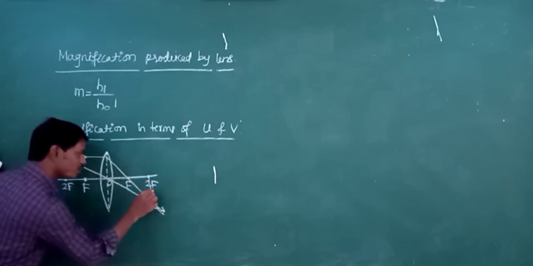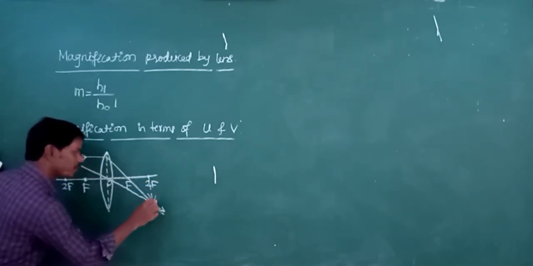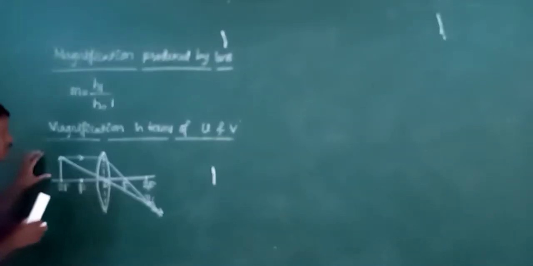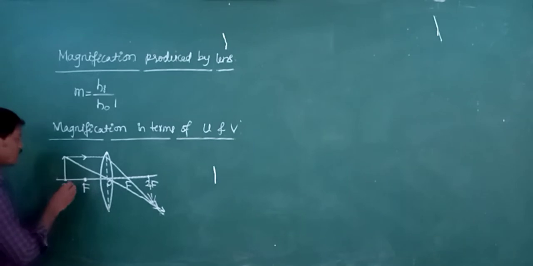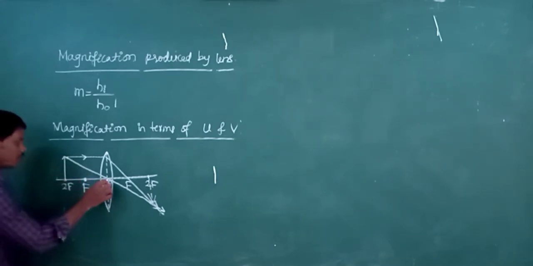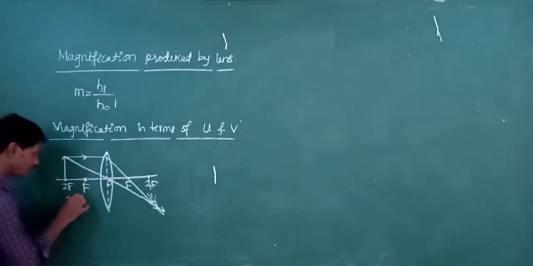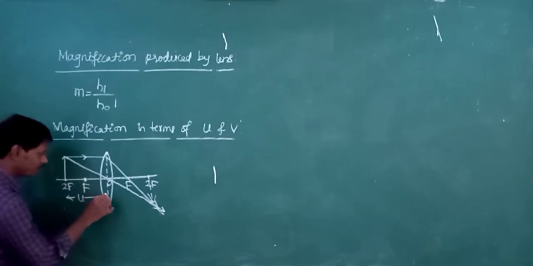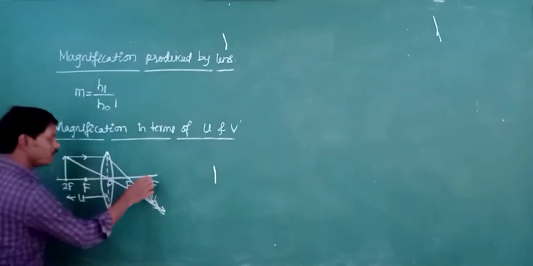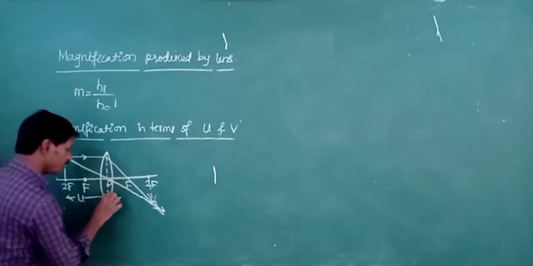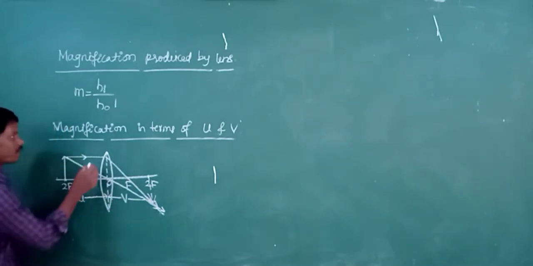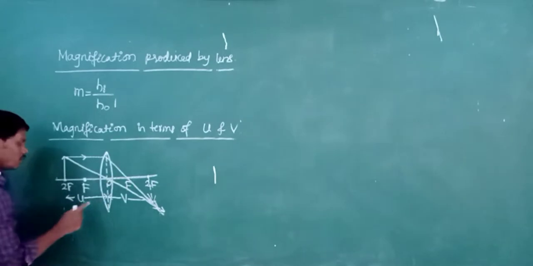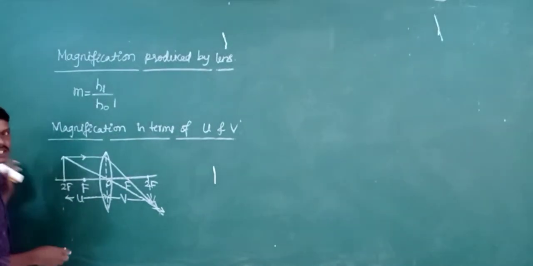Then where is the image formed? Image is formed at 2F again, because the object is at 2F means its image is also formed at 2F. Then what is the distance of the object from the optical center? That is U. And the distance of the image from the optical center, that is V. So we are going to express the magnification in terms of object distance and also image distance.